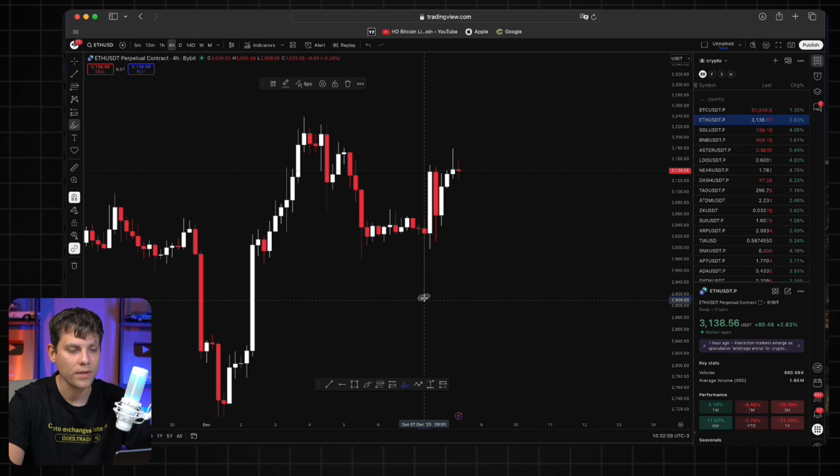So, for example, here we have a fractal point because the previous candle is higher and the next candle is also higher. Here we also have a fractal point because the previous candle closed higher and the next candle also closed higher. Here we have a fractal point because this candle is higher and this candle is higher. And here we have a fractal point because this candle is lower and the next candle is lower.